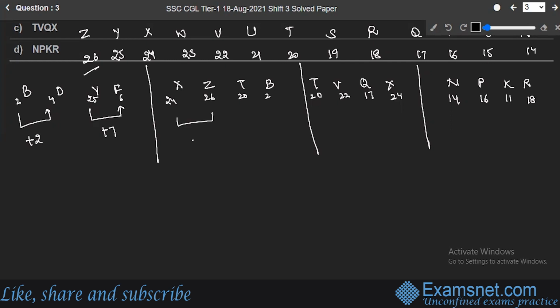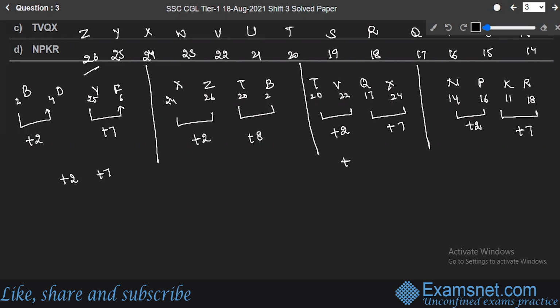Over here, you added a 2, and from here to here, you added an 8. Why? From 20, 21, 22, 23, 24, 25, 26, 1, 2, you moved 8 positions. From 20 to 22, you moved 2, and 17 to 24, you moved 7 positions. Here you are adding a 2 and a 7. So in all the places you are adding 2 and 7, 2 and 7, 2 and 7. Here you are adding a 2 and 8.